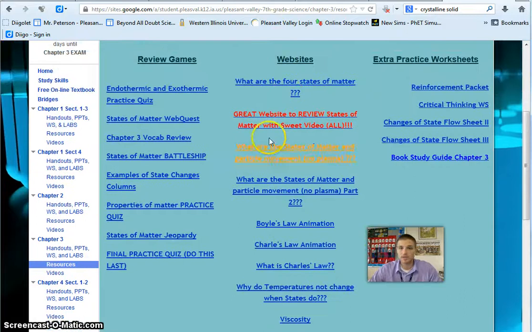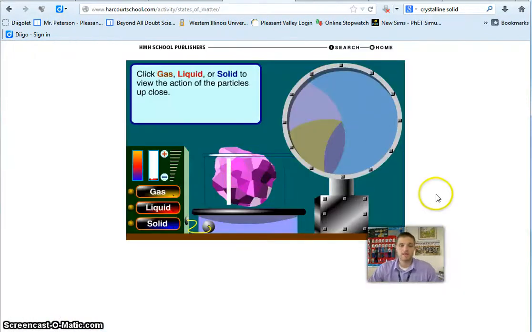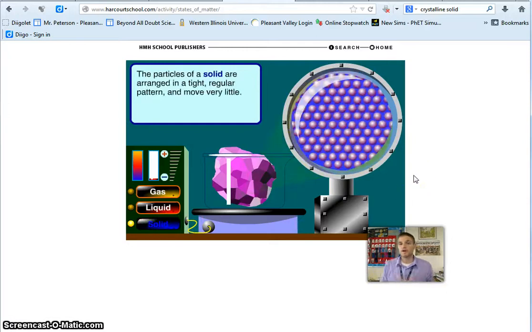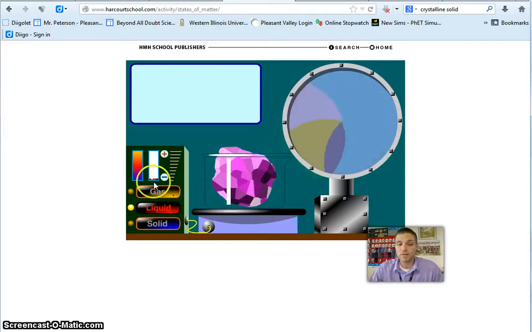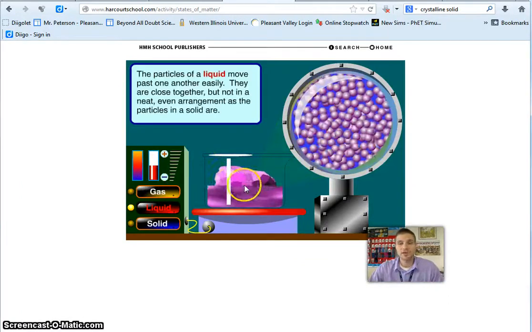The last one I want to show you is this one right here: what are the states of matter? So here's my animation of the states of matter. Solid right here. I click on solid and I notice the particles are very tight. They kind of move around, but they're in a regular repeating pattern. For crystalline, amorphous will look a little different. Now liquid: I click on liquid and the temperature goes up. As the temperature goes up, my solid turns into a liquid.